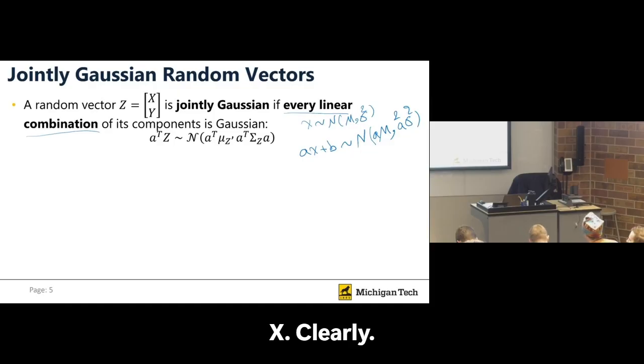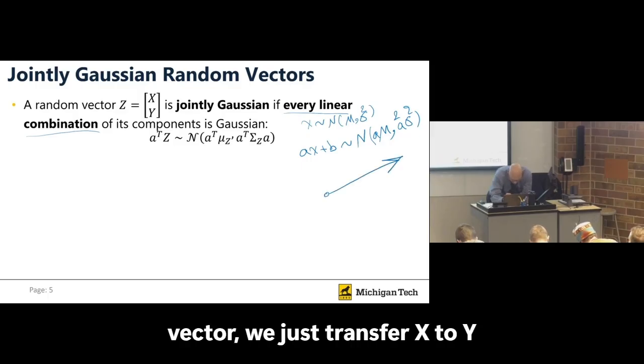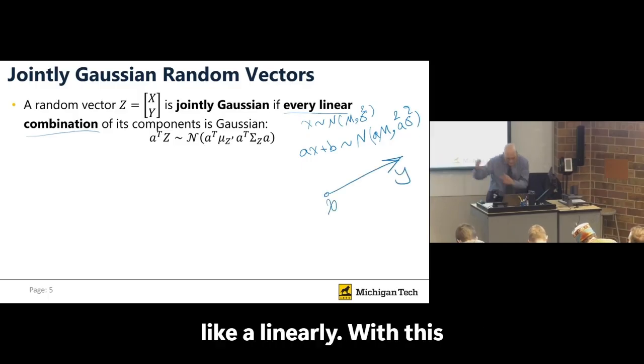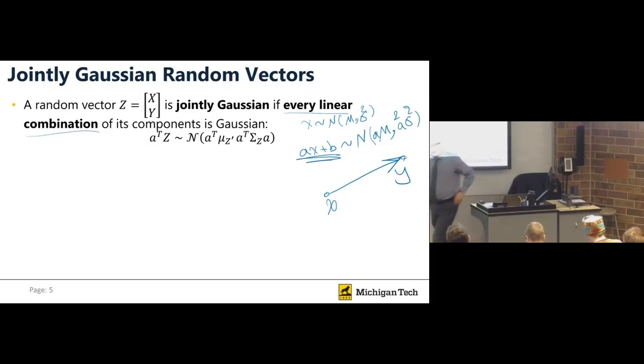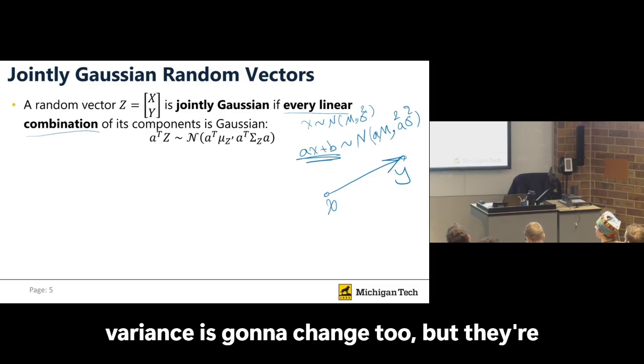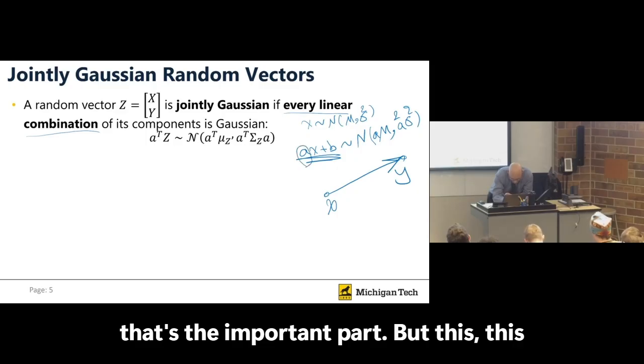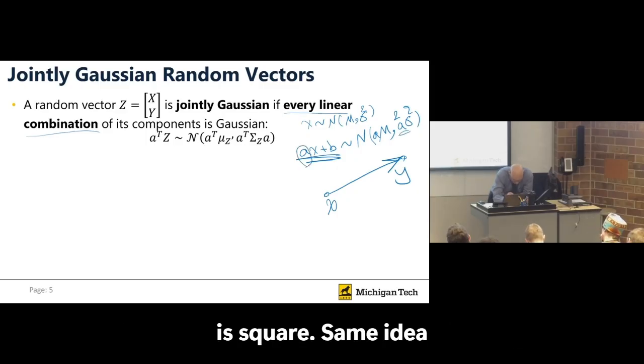So what this means is, when we transform x linearly, it is like a vector. We just transform x to y linearly with this function, a and b. So what's going to change? The mean is going to change, and the variance is going to change too. But they're going to change based on a, not b. OK, that's the important part. But this is a squared.